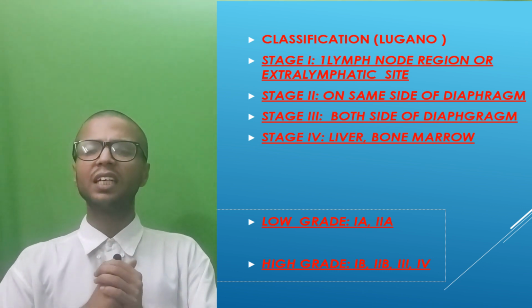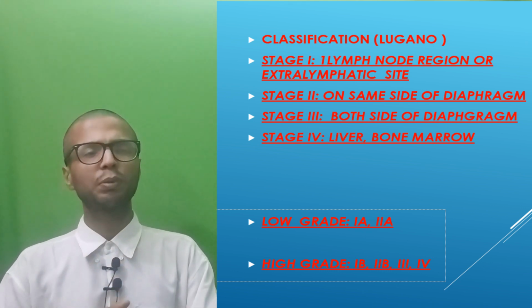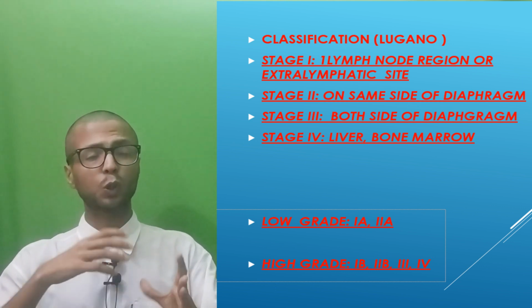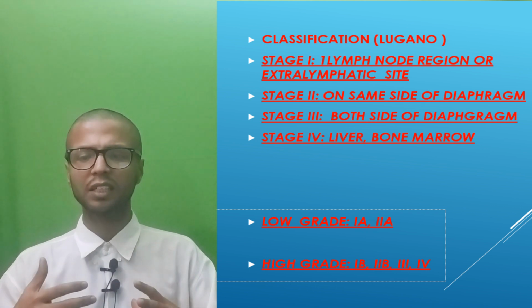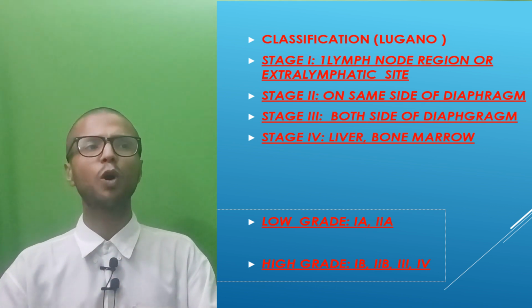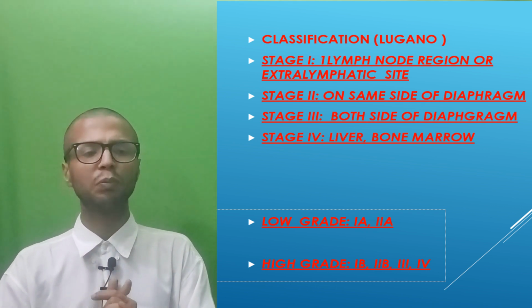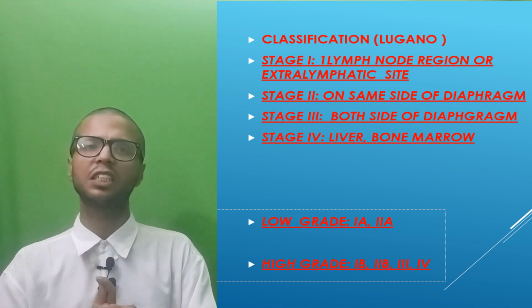For staging, initially the Ann Arbor classification was used, but later Ostwald modified this, and now we call it the Lugano classification or Lugano staging of lymphoma. For Hodgkin and non-Hodgkin lymphoma we use this same staging system.